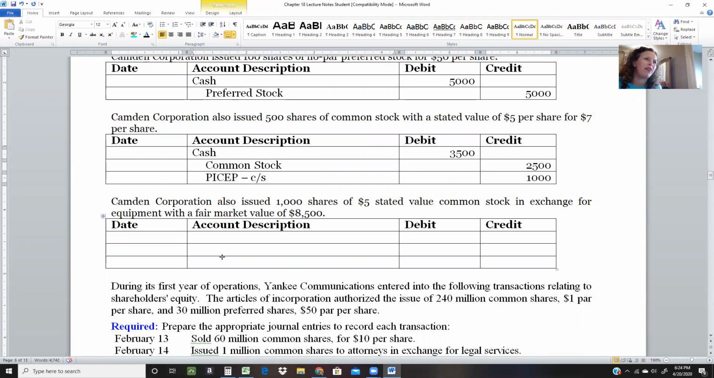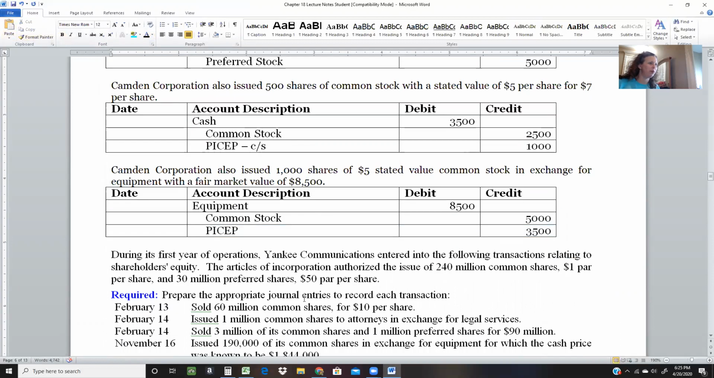Okay, Camden Corporation also issued 1,000 shares of $5 stated value common stock in exchange for some equipment with a fair value of $8,500. All right, this is a little trickier. So basically Camden doesn't have any money, but they need some equipment. So they go to the equipment store and they're like, hey, what up? I need some equipment, but I don't have any money. Do you want some shares of my stock? And they were like, yeah. Okay, so we bought some equipment. We know the value of the equipment, so we have to debit equipment for $8,500 because that's a known number. The equipment regularly in the market sells for $8,500. The 1,000 shares at $5 stated value mean that I'm going to put 5,000 of that in common stock. And then the other 3,500 will go in paid in capital in excess of par.